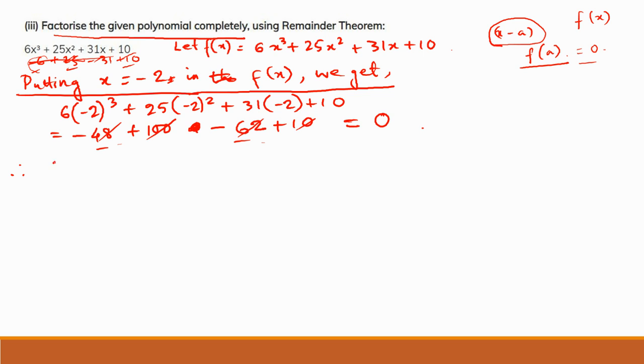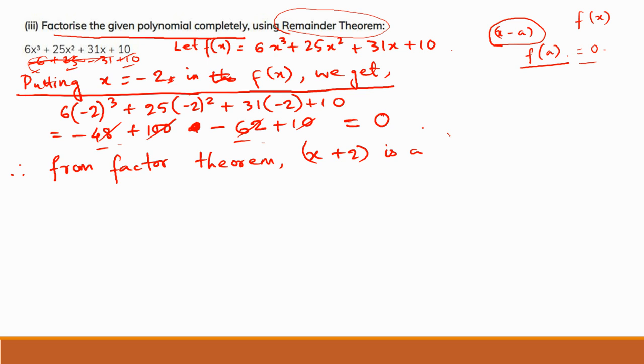Therefore, you have to write this thing. Therefore, from factor theorem, you're getting this from factor theorem, right? Otherwise, how can you prove that you are using remainder theorem or factor theorem, whatever? Therefore, from factor theorem, x plus 2 is a factor of f(x). Now what you have to do is divide this expression f(x) by x plus 2.